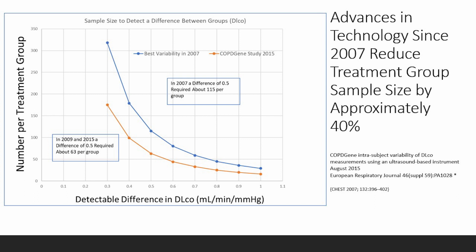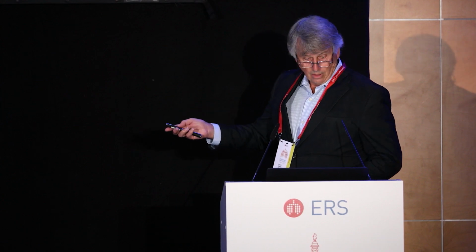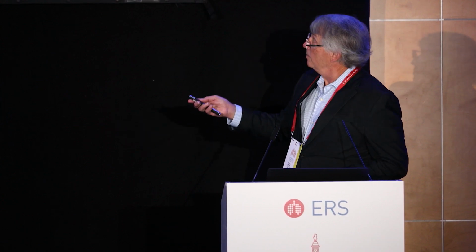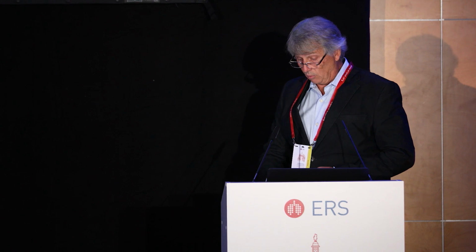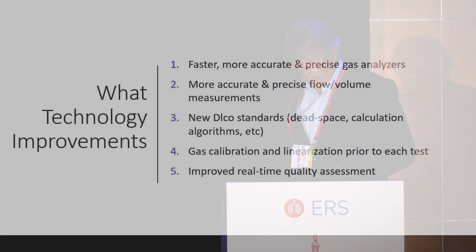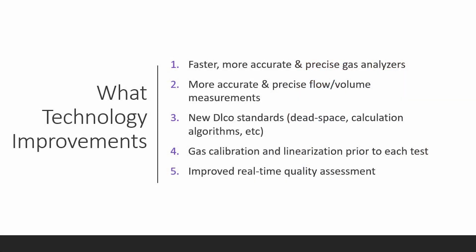we were examining data from the COPD gene study, which used an NDD easy one, and the variation has gotten much better. So better reproducibility. Therefore, with today's instruments, we can differentiate that same 0.05 with about 60 patients, which is approximately a 40% reduction in the number of patients to do a study nowadays compared to where we were a little over 10 years ago. And what factors are involved with this?